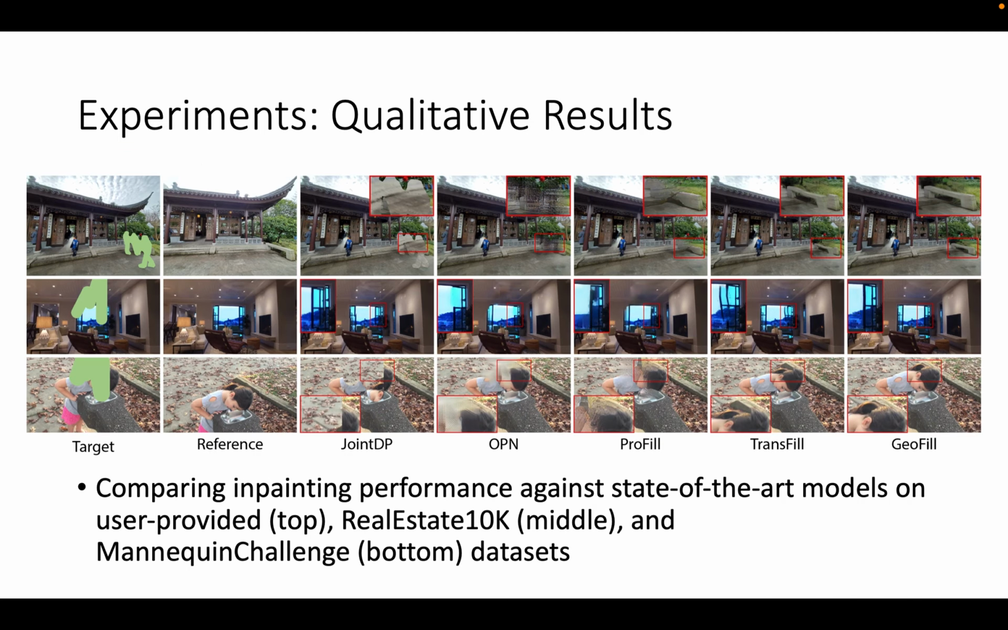In this slide, we show qualitative results on three different datasets. The top, middle, and bottom rows include examples from user-provided images, RealEstate10K, and the MannequinChallenge datasets, respectively. As you can see, GeoFill has better visual results among all approaches.